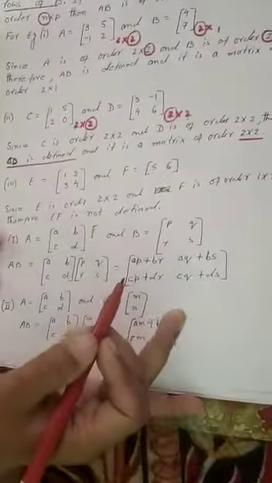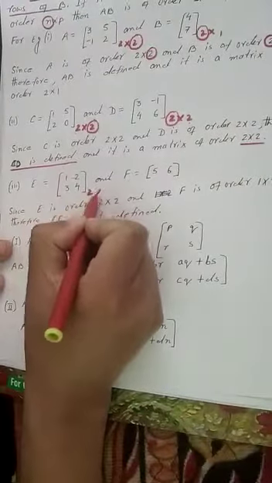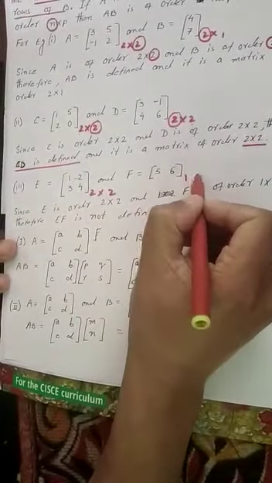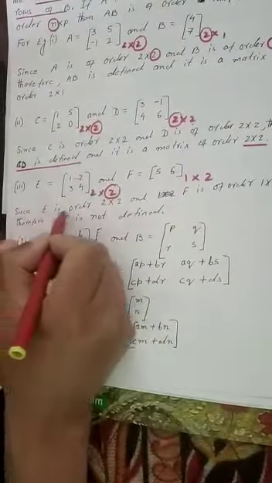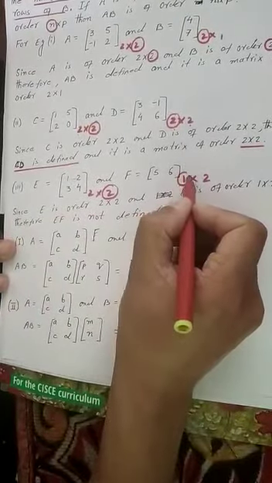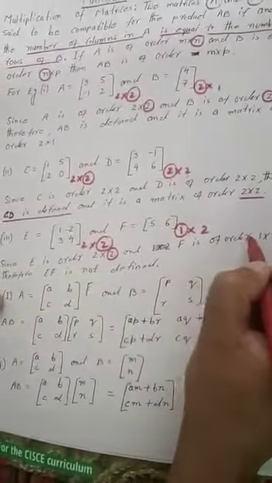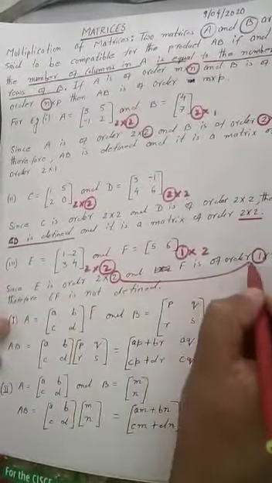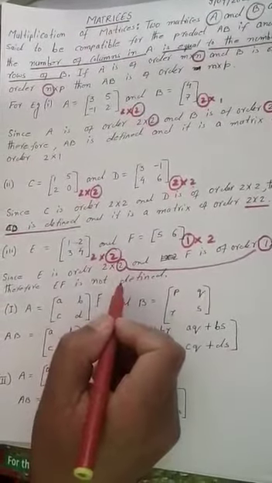Now one more example I am giving you. The order of E, out here there are two rows and two columns. Out here there is one row and two columns. Now see, the number of columns out here is 2. Since the order of E is 2 by 2 and the order of F is 1 by 2, the number of rows in F is 1. So the number of columns of the first matrix is 2 and the number of rows of the second matrix is 1. So they are not equal. Therefore EF cannot be defined. That means you cannot multiply EF.